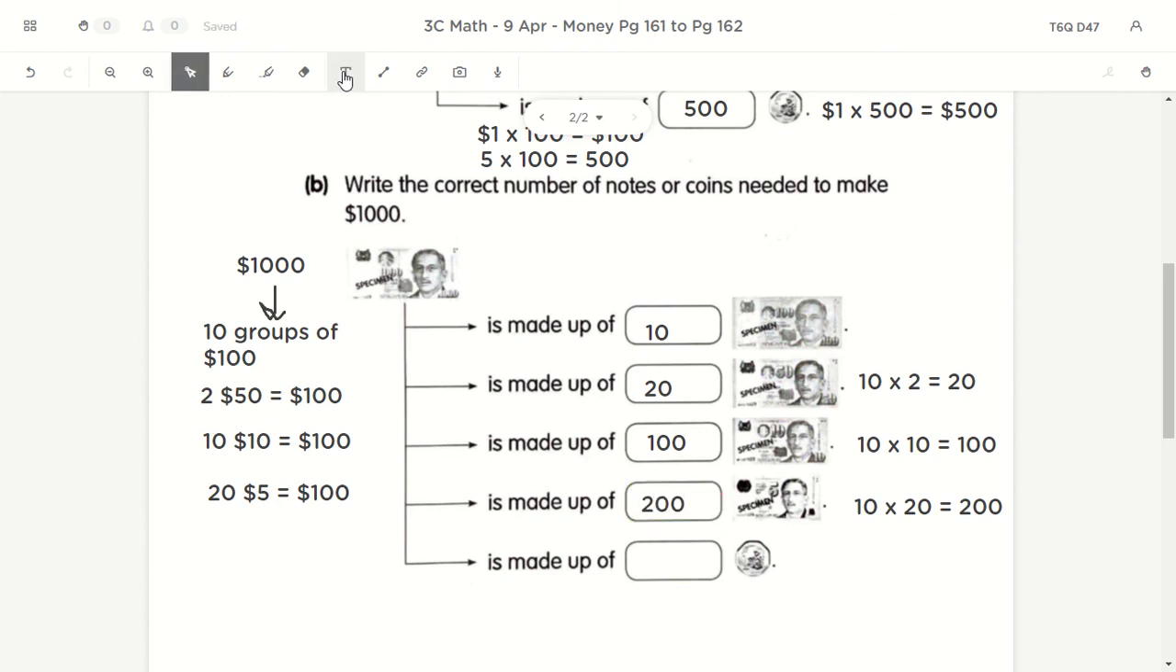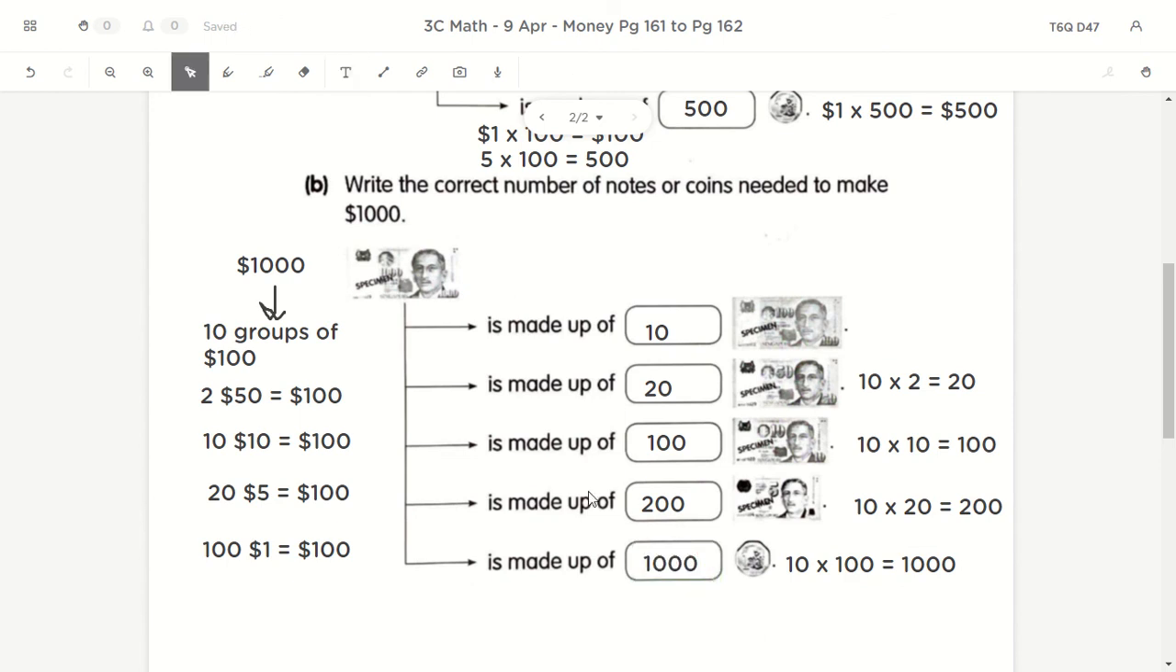And lastly, the last one: how many $1 coins do you need to make up $100? You know that 100 $1 coins will give you $100. Imagine you have 100 $1 coins, add them together, you have $100. So same thing over here. There are 10 groups of 100 in 1000, multiplied by 100 $1 coins in 100. That will give you 1000. So the answer is 1000.